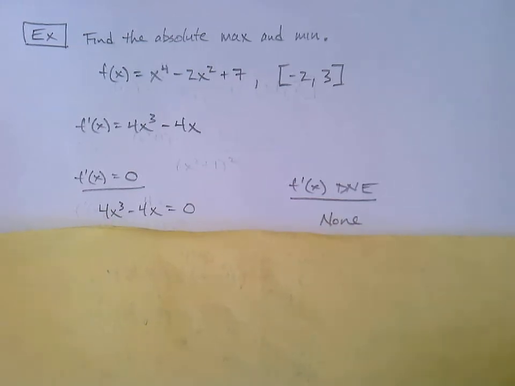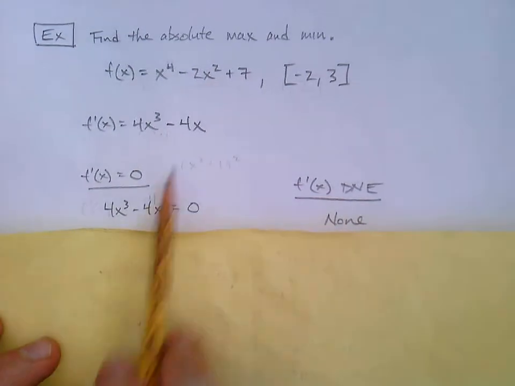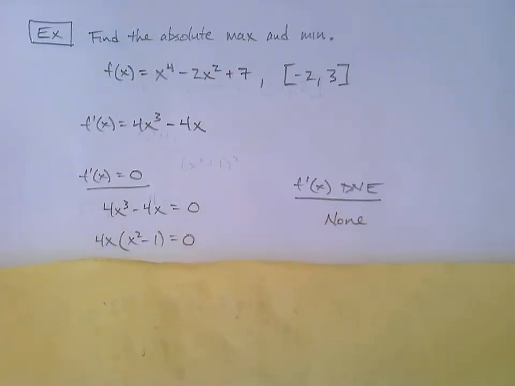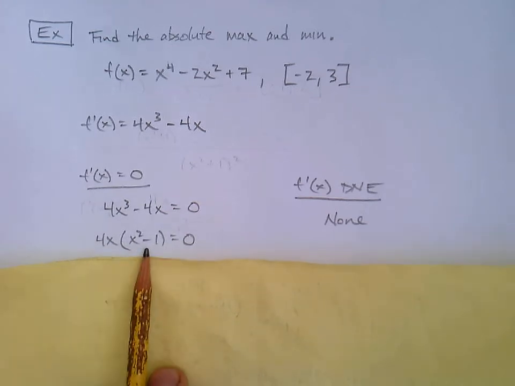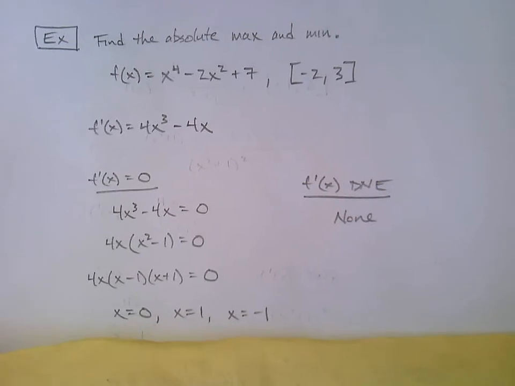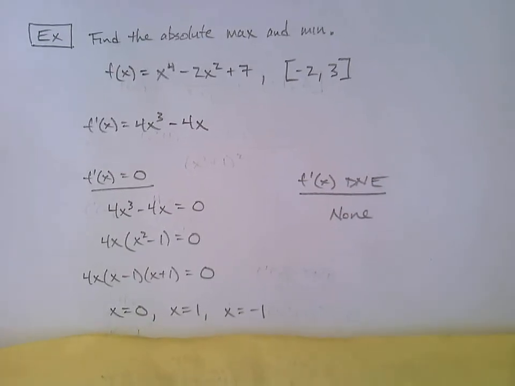We'll just talk through these one at a time. Set our derivative equal to 0. Right there, we can factor: 4x times x squared minus 1. We can factor even further, difference of squares: 4x times x minus 1 times x plus 1. And boom, we got three critical numbers: x equals 0, x equals 1, and x equals -1.